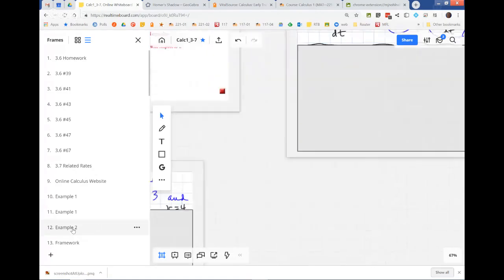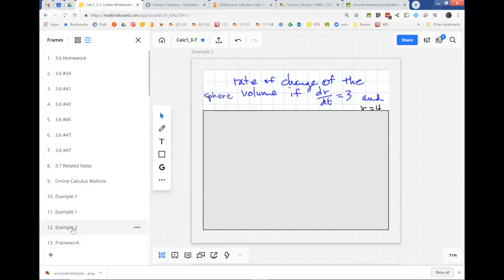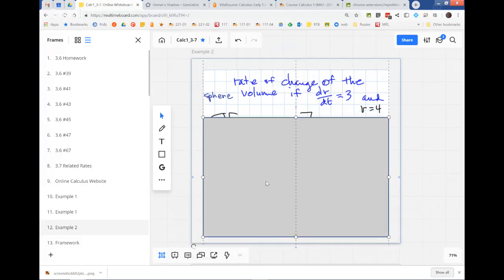Let's take a look at example 2. So we have a sphere, and we're supposed to find the rate of change of the sphere's volume if dr/dt is 3 and the radius is 4. Sorry, that got covered up a little bit. If the radius is 4.